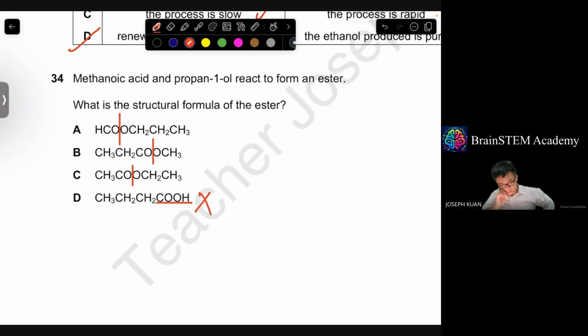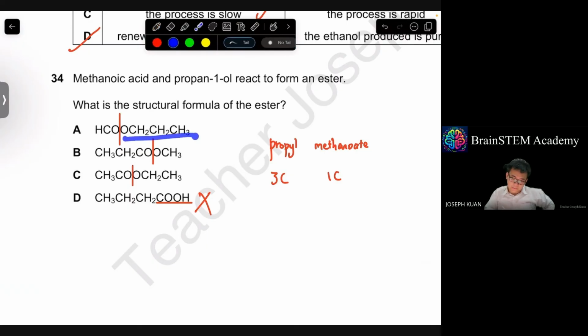So propyl methanoate: first name alcohol, second name carboxylic acid, three carbon, one carbon. So what's the answer? Double check the answer. Yeah, propyl methanoate. The one that carries the CO is the carboxylic acid component, the carboxylic acid residue. So A is the best answer out of all.